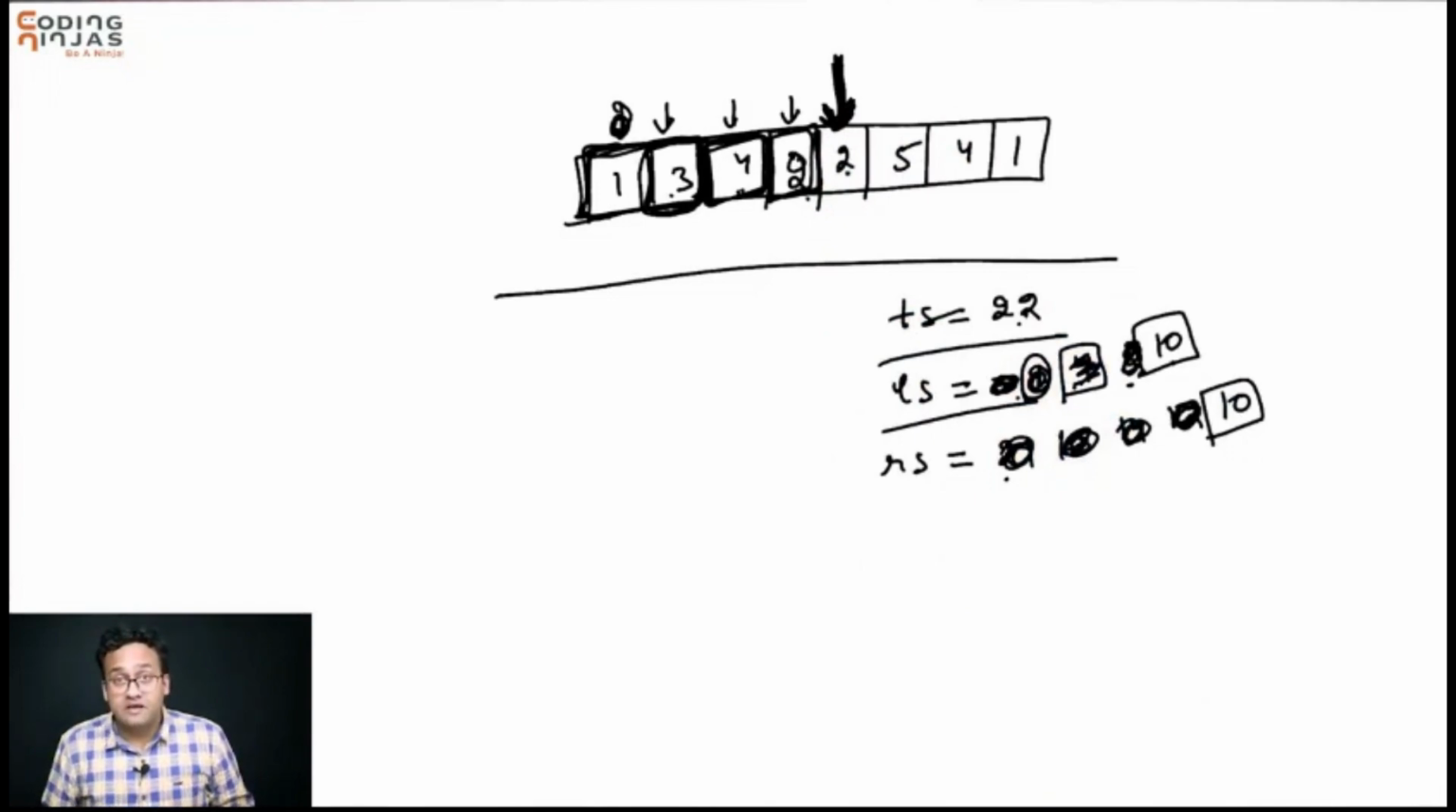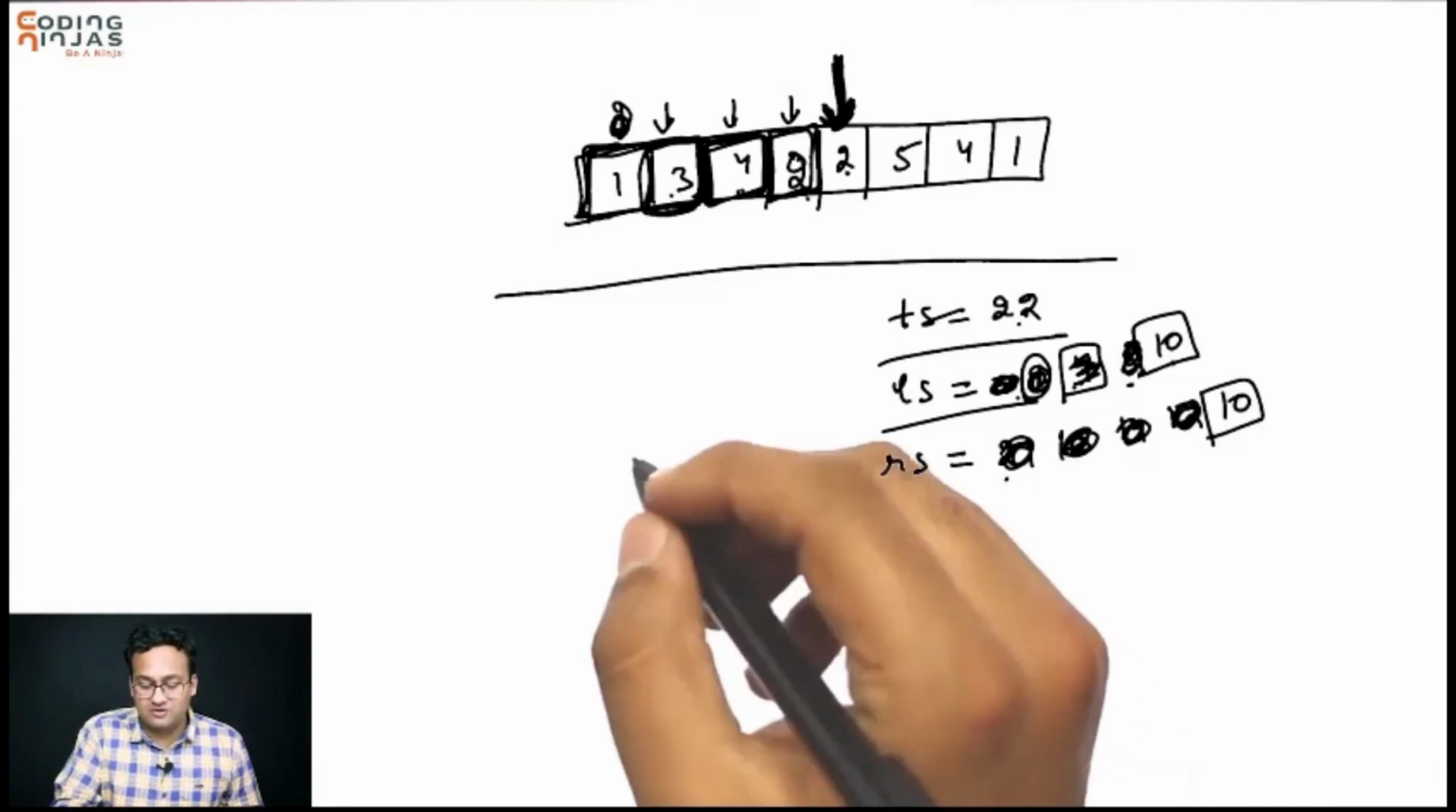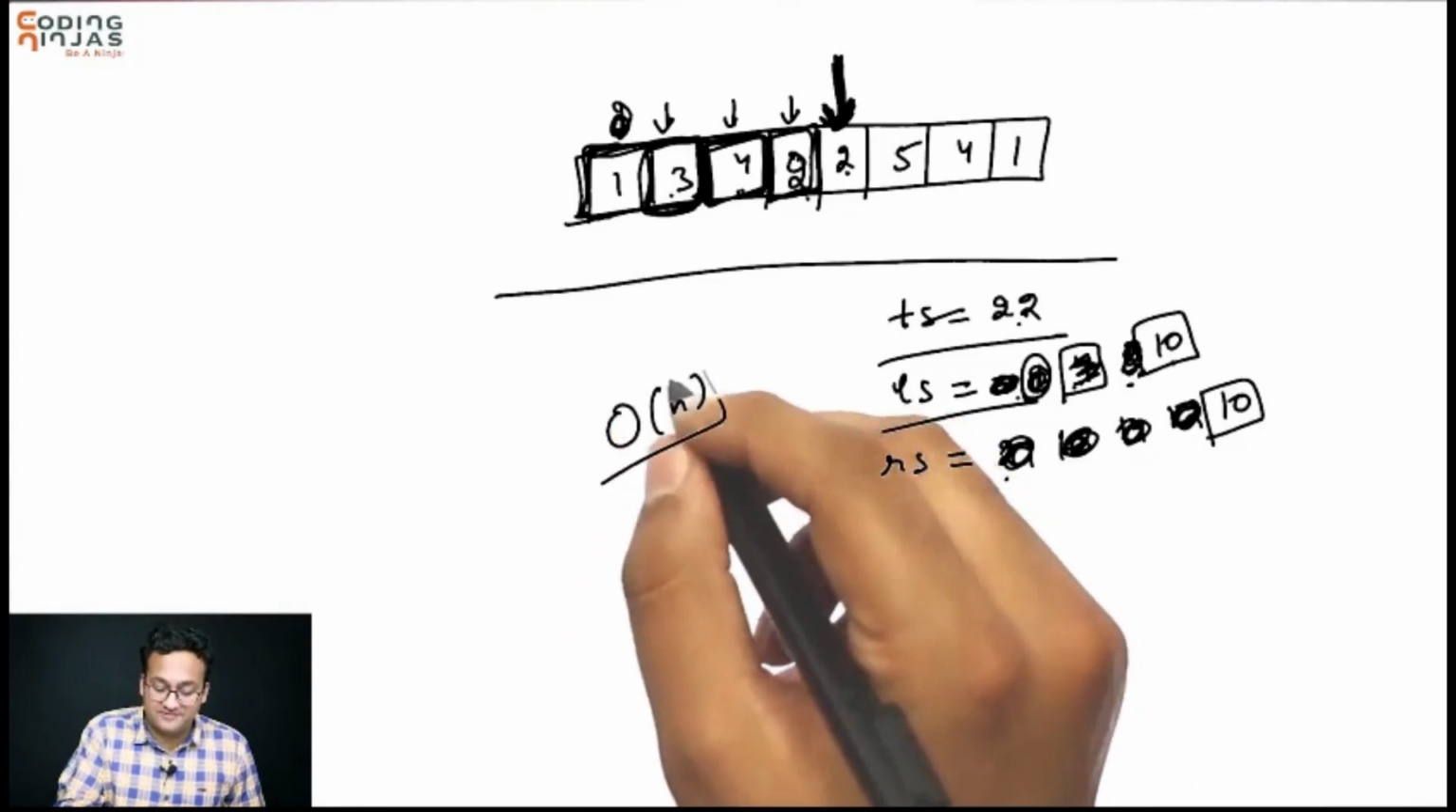Okay, so you're maintaining left sum as you're going. You calculate your right sum by doing a small calculation because you know the total sum, and you are able to check for each index by doing constant work. That's how our solution became big O of n.